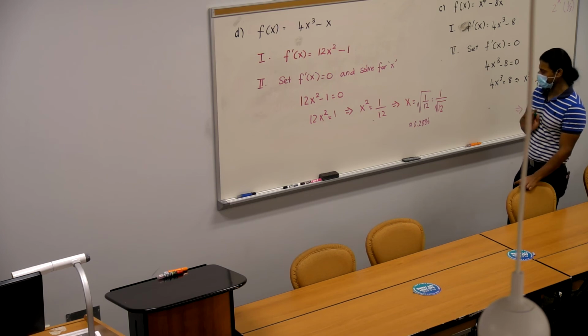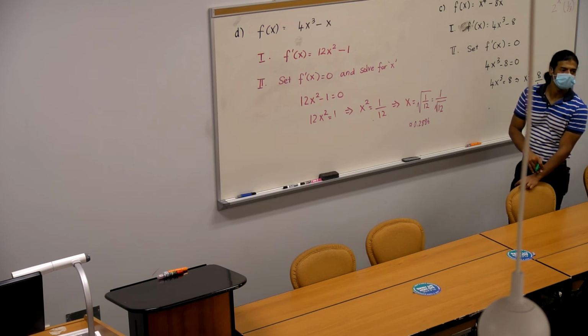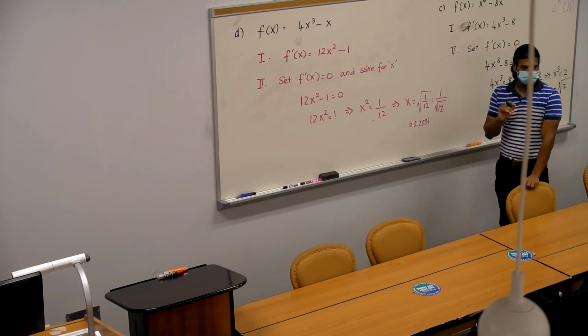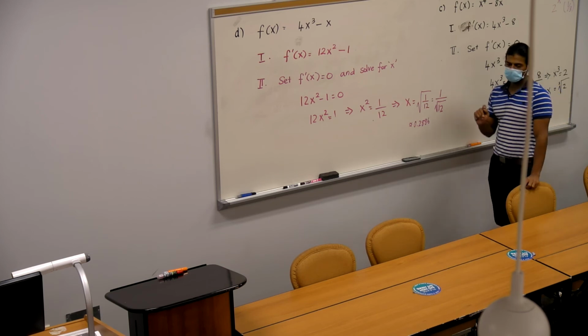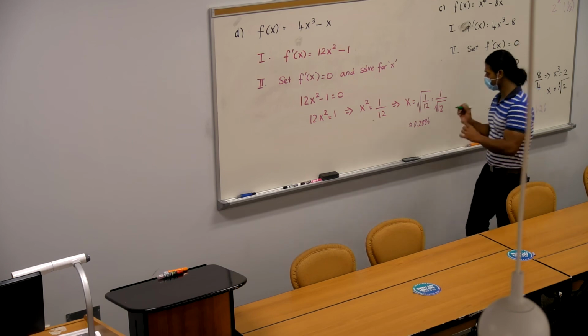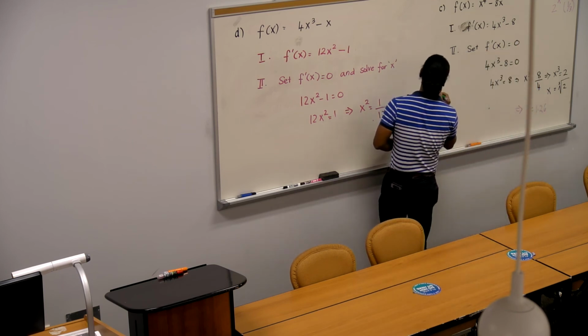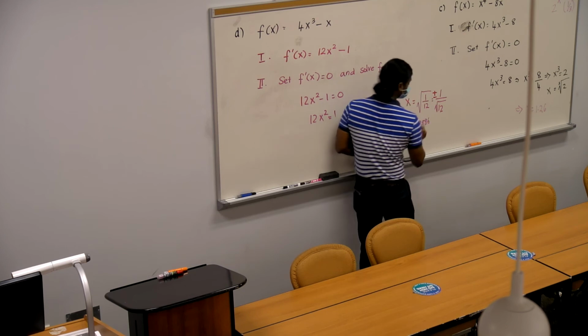So we have to be careful about something in this problem. Can someone tell me what? If x is positive or negative. Why is that? Because it's the square root. So if we have a square root, we shouldn't forget the plus or minus part. So the answer is technically plus or minus.